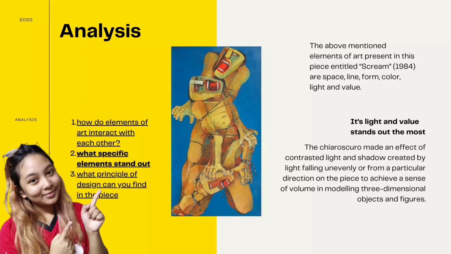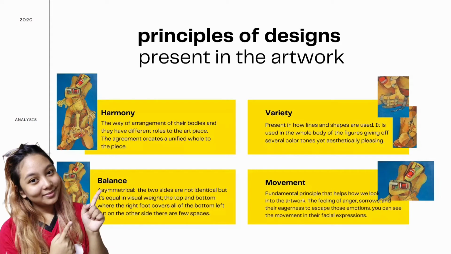The chiaroscuro effect made a contrast of light and shadow, created by light falling unevenly or from a particular direction onto the piece, to achieve a sense of volume in modeling 3-dimensional objects and figures. Last, what are the principles of design present in the artwork? We can see here harmony, the way of arrangement of their bodies. They had different roles in the art piece, yet the agreement creates a unified whole to the piece.